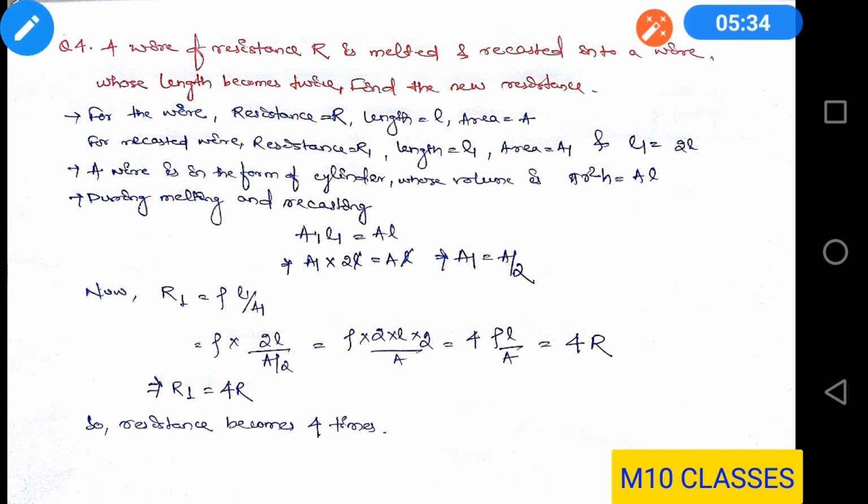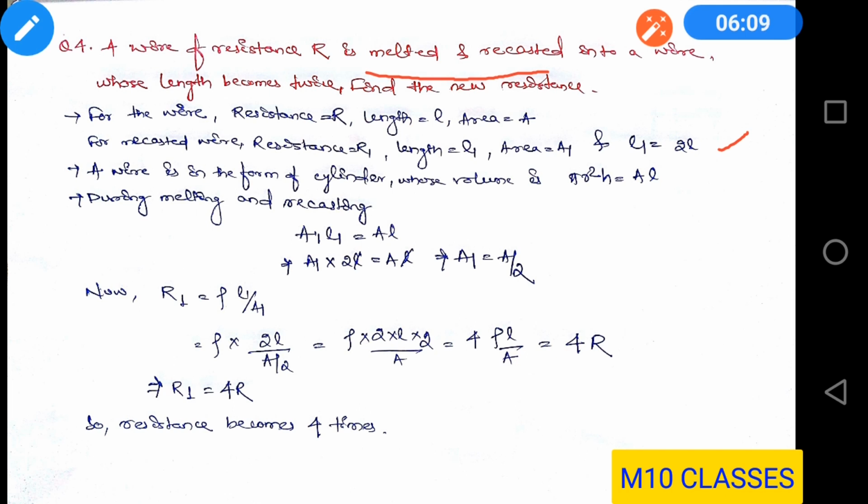As per the data given, the length becomes twice, so L1 equals 2L. Students, here it is given that the wire is melted and recast. You might have already read problems related to volumes in class 8 and class 9. When it is melted and recast, its volume remains the same. That means if the length has changed, the area might have also changed. So for that we need to compare the volumes.